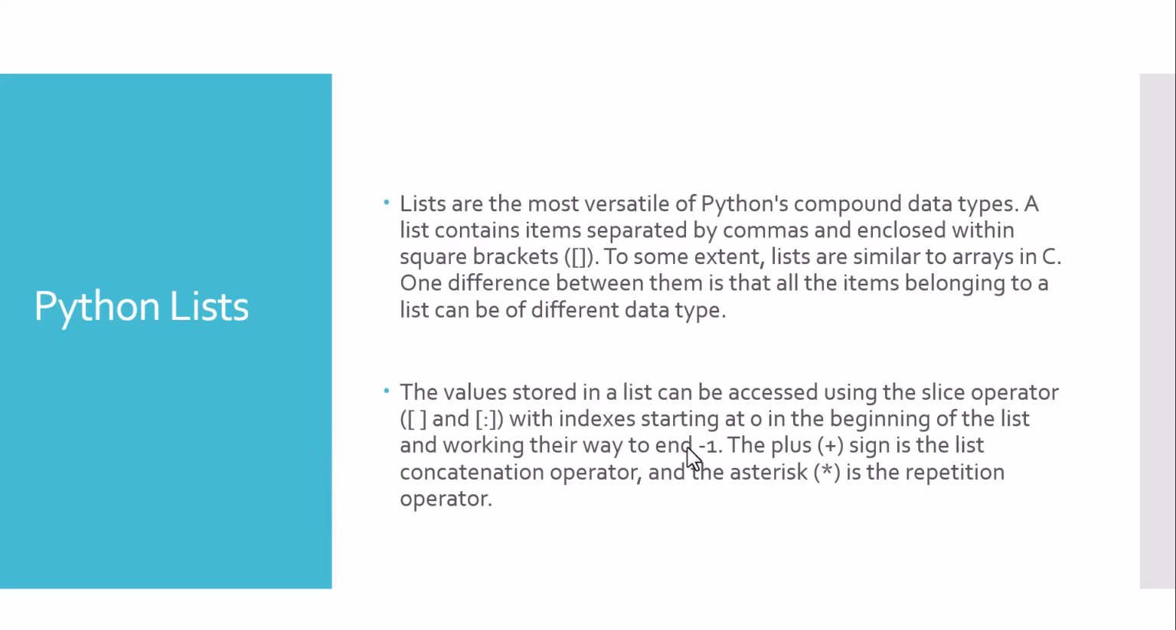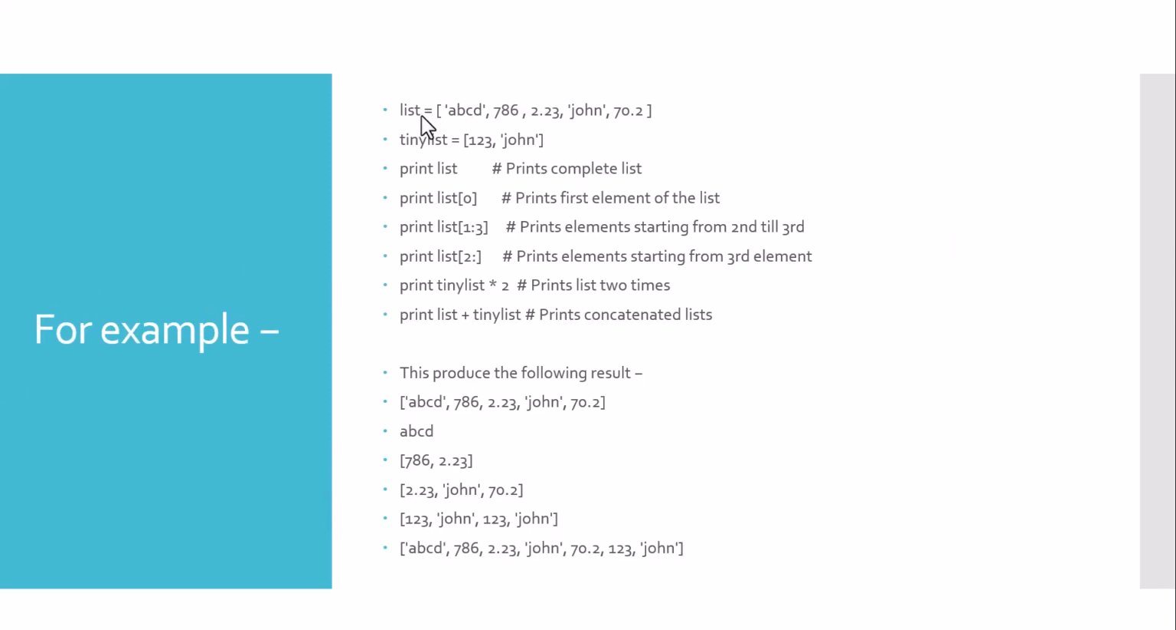See one example like this: list is abcd, 786, 2.23, john, 70.2. And this is the tinylist, 123, john. Then we print the list, and it will display all the items. If you print the tinylist, it will give 123 and john only. Similarly if you print the 0th index, the 0th item is abcd. Let's move to Visual Studio Code and we will see it there.